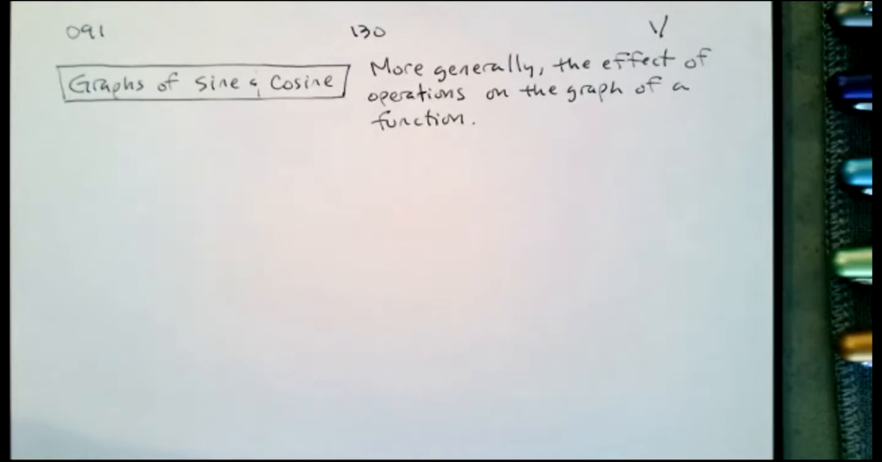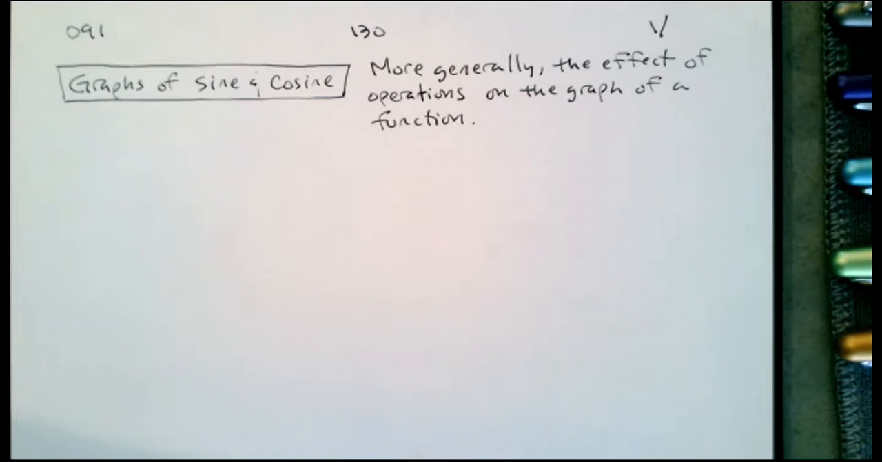Today we want to look again at graphs of sine and cosine, but more generally, the effect of operations on the graph of a function. There are two different operations that we want to perform, and there are two locations where we want to perform these operations. We start with sine and cosine because it's really easy to track what changes by changing the amplitude and the period, and changing any vertical shifts or horizontal shifts.